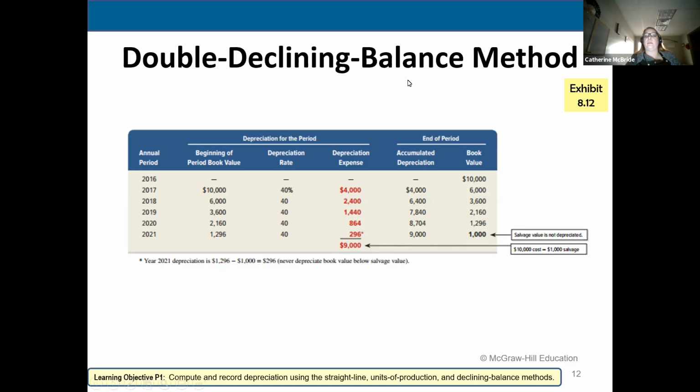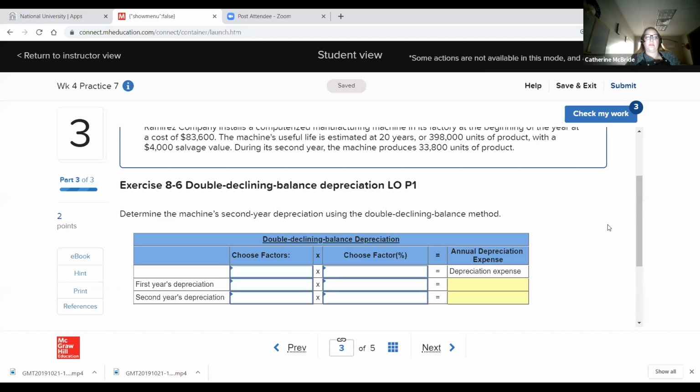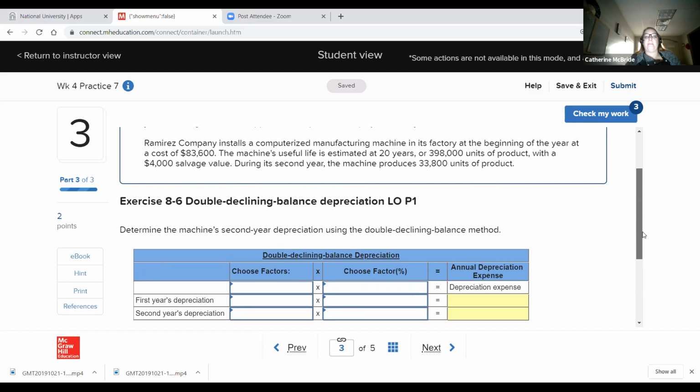We're going to work an example. This is the example from our practice problems. Ramirez Company installed a manufacturing machine at its factory at the beginning of the year for a cost of $83,600. The machine's useful life is 20 years. We don't need the units. We don't need salvage value now either.